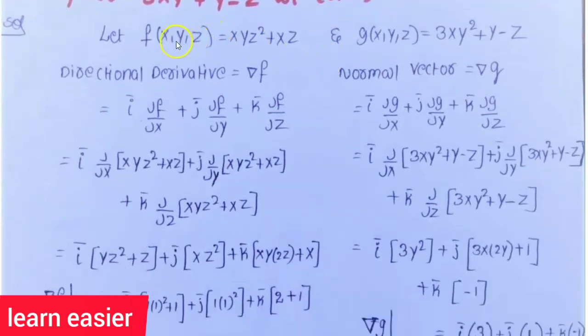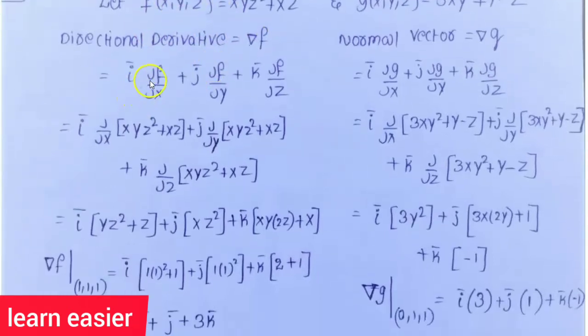The given function we will take as f of x comma y comma z, and the second function we will take as g of x comma y comma z. So the two functions are taken as f and g. Now we have to find the gradient of f, that is del f. So del f is i bar into dou f by dou x plus j bar into dou f by dou y plus k bar into dou f by dou z.